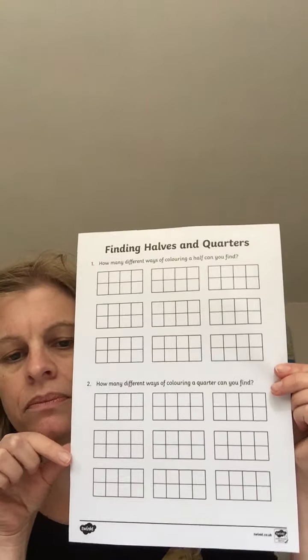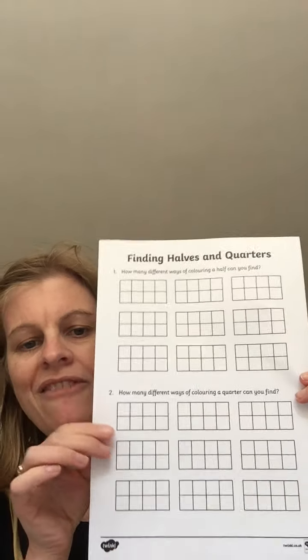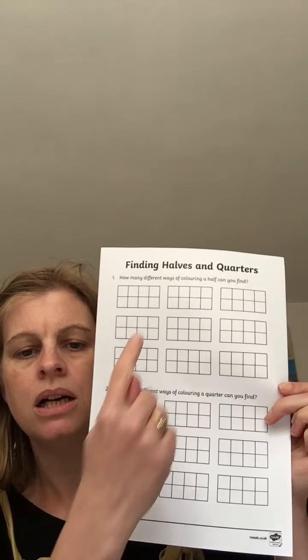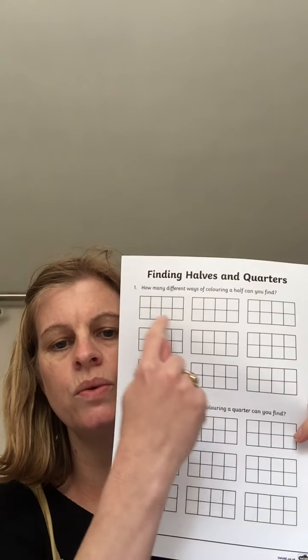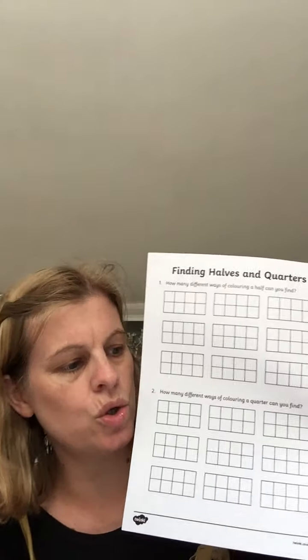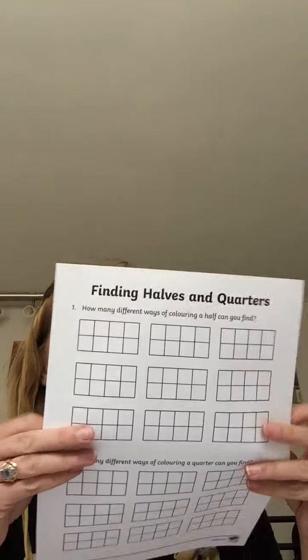I'm just going to find it. Here. So this is the sheet I would like you to do. If you haven't got this sheet, don't worry. Ask your grown-up to draw you some shapes like these on your whiteboards. And you're just going to look at question 1. I'm going to go on to question 2 tomorrow.